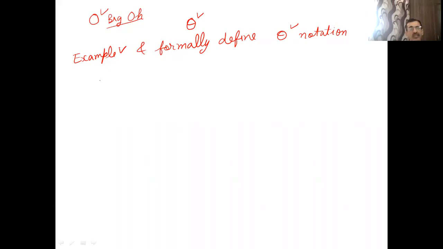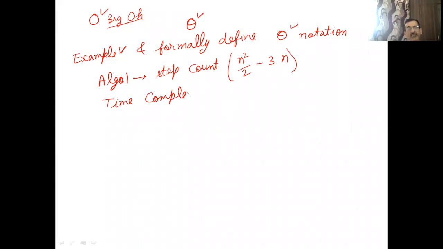For example, let's assume there is some algo 1, and algo 1 has a step count found as n square by 2 minus 3n. So n square by 2 minus 3n is what I have found as the step count using some analysis, various loops, etc., all studied, and I find that this is going to be the total number of steps taken by this. What is its time complexity in the big O notation? So now we will understand that first and then define it formally.